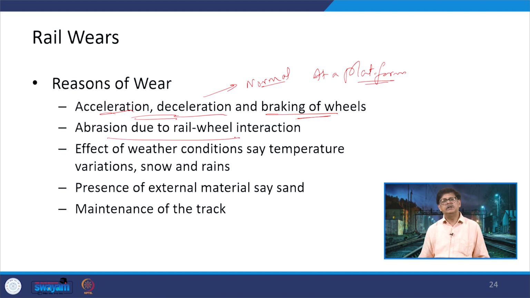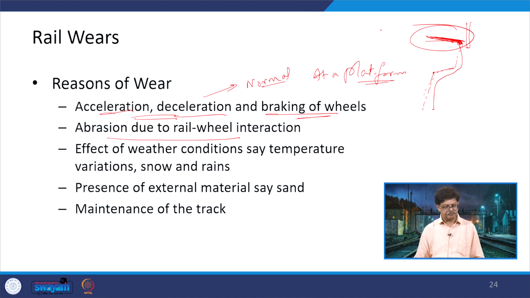Abrasion due to the rail wheel interaction. Now, rail and wheel interaction and this abrasion will again be coming at the top surface, or it will be coming at the side here, because there is a continuous rubbing action. So, when this rubbing action is happening and this rail is being tilted, it will go in this form at 1 in 20. So, there is a rubbing action on this particular surface.